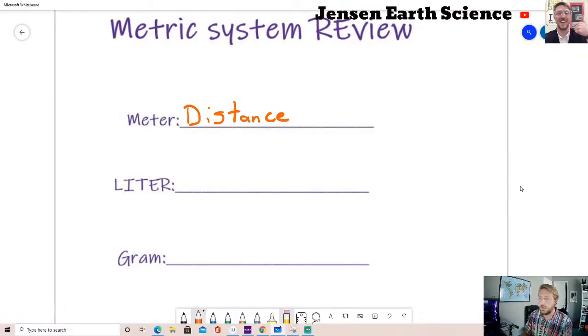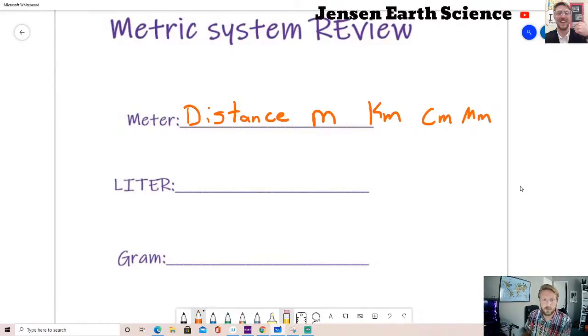This distance could be a short distance. It could be the distance from the bottom of your feet to the top of your head, and that would be in meters. It could be a longer distance, something like from the top of a mountain to the bottom of a mountain. Maybe we would do that in kilometers. So for distance, we will mostly be using meters, kilometers, centimeters, and millimeters. Kilometers being the largest one, millimeters being the smallest one.